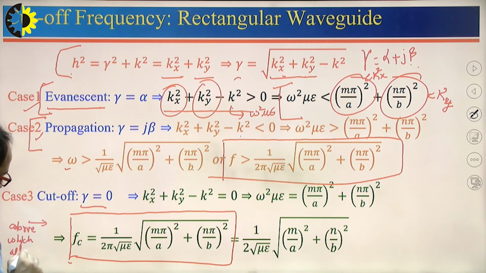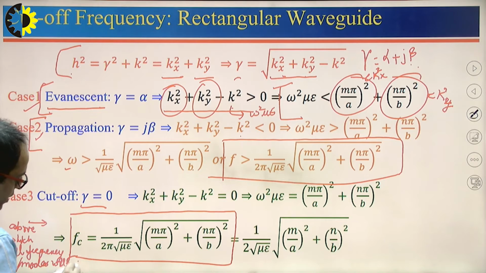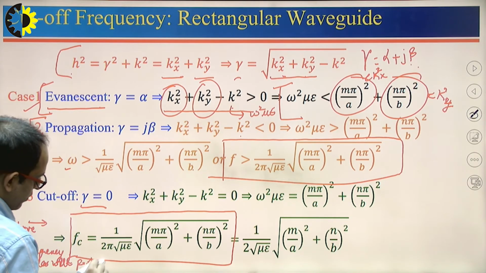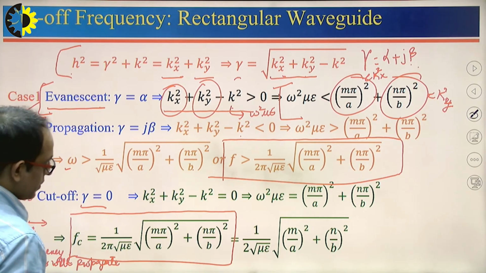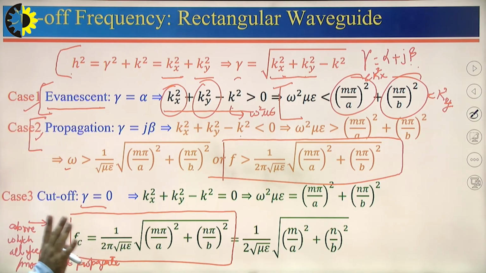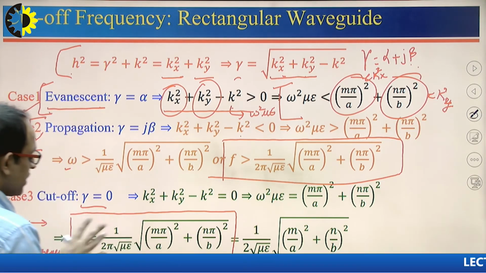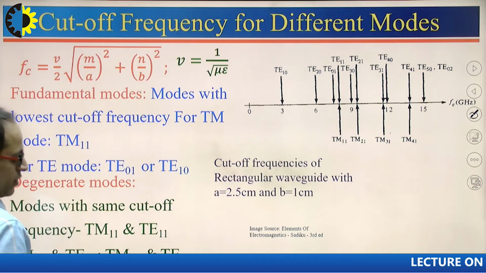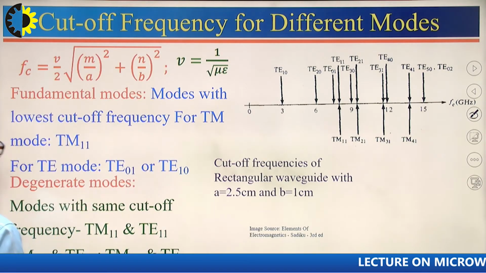all frequencies or modes will propagate. It means the mode which exists and has a frequency greater than fc, that mode will propagate inside the volume. Clear?